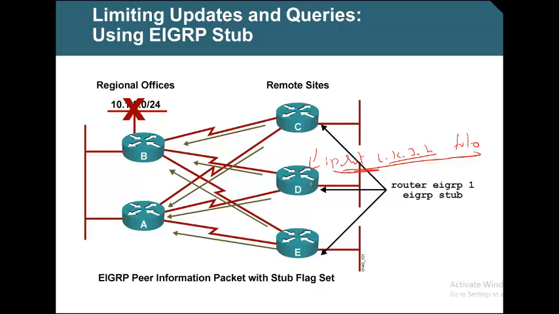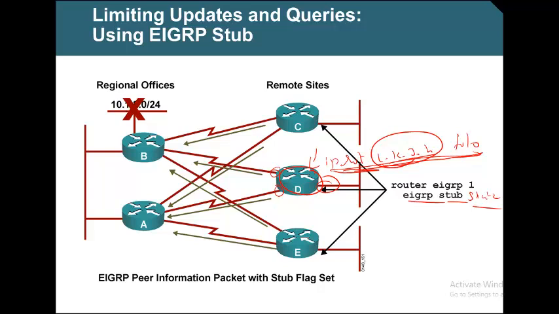Now, what about this one? Receive only. Receive only will not take responsibility for any network. If you say EIGRP stub receive-only, it won't take responsibility for any network. It will simply say, don't ask me any queries. No questions to me. Simple. Hub router will not query.